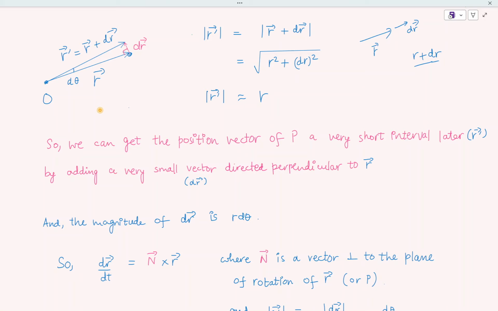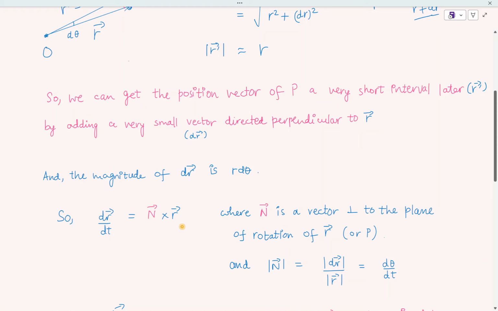So it is understood that if n is pointing out of the plane and r is pointing in this direction, then n cross r will point in this direction. But what about the magnitude? The magnitudes on both sides should also be equal. So we can write that the magnitude of n cross r should be the magnitude of dr by dt. Let me just correct it, it should be dr by dt here. Basically, the magnitudes on both sides should be equal in this equation. And in n cross r, when we take magnitudes, we will get n into r into sine theta, the sine of the angle between n and r, which is 90 degrees. That sine will be 1 because n is pointing perpendicular to the plane, so the angle between n and r is 90 degrees.